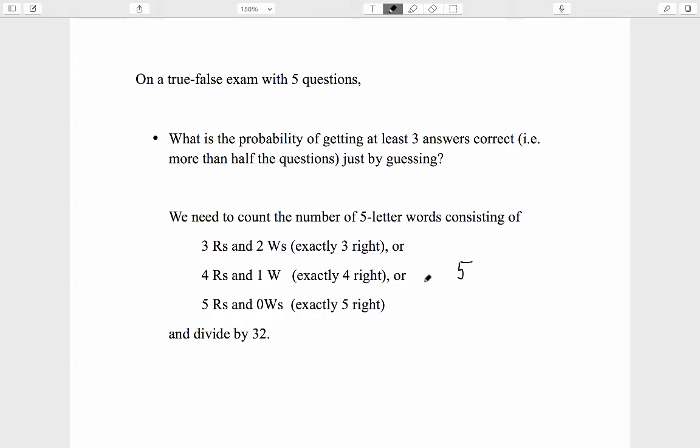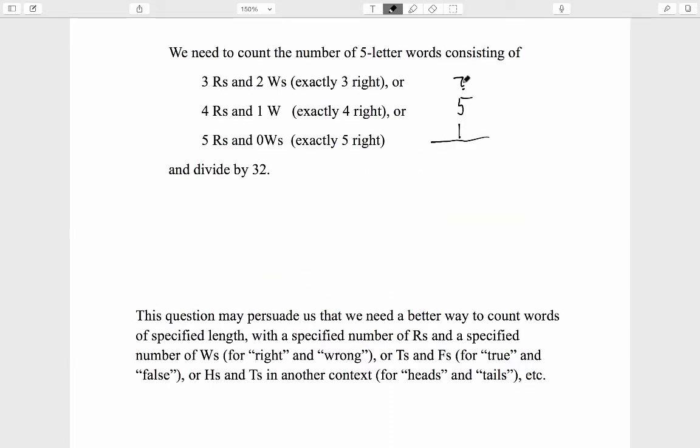We just worked out that there are 5 words with 4 R's and 1 W, and only 1 word with 5 R's and 0 W's. The question is, how many have 3 R's and 2 W's? We would need to sum all of those up and divide by 32 to find the probability. Replacing this question mark with a number is something that we could do if we sat and wrote out all of these words. We could do that, but right now that seems a bit intimidating. If you sat down and tried doing it, it would at the very least be tedious.